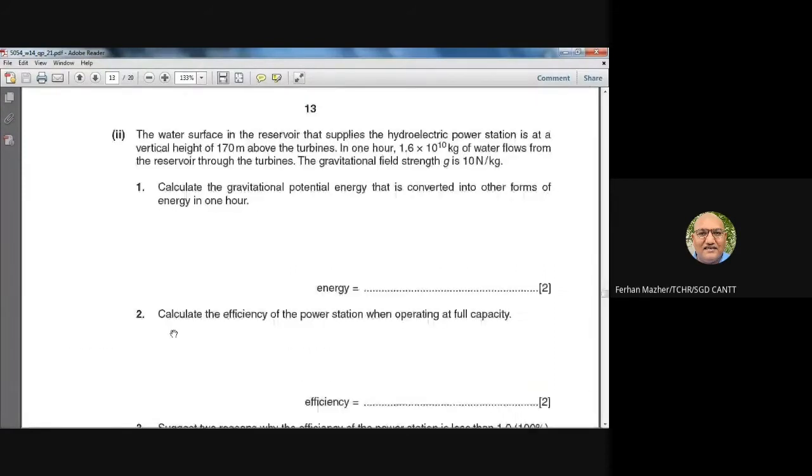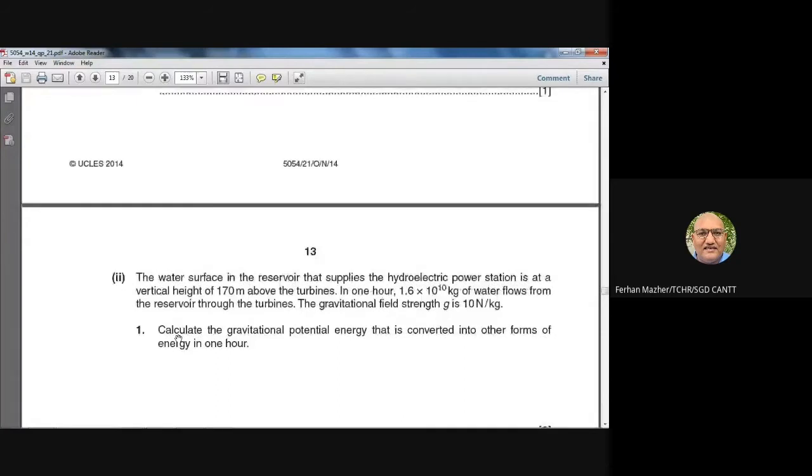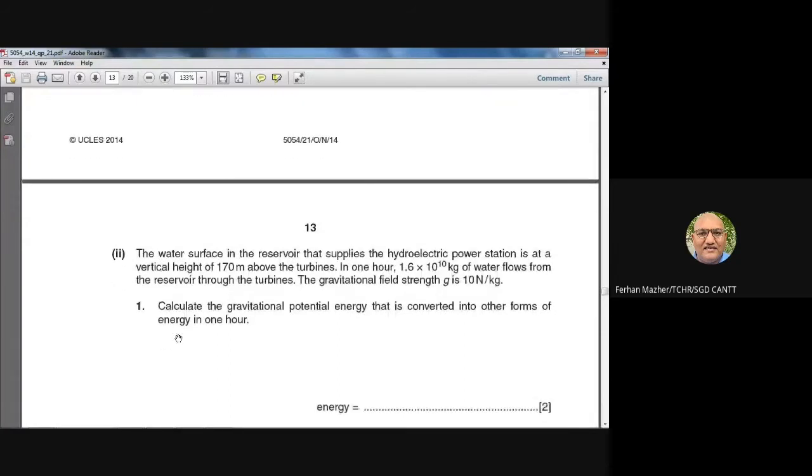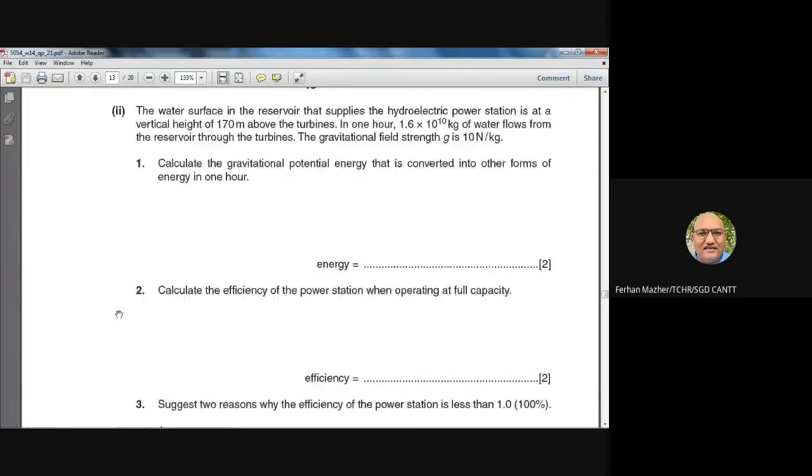Okay, then we have B second, and its first. The water surface in the reservoir that supplies the hydroelectric power station is at a vertical height of 170 meters above the turbines. In 1 hour, 1.6 x 10^10 kg of water flows from the reservoir through the turbines. The gravitational field strength g is 10 newton per kg. Calculate the gravitational potential energy that is converted into other forms of energy in 1 hour.